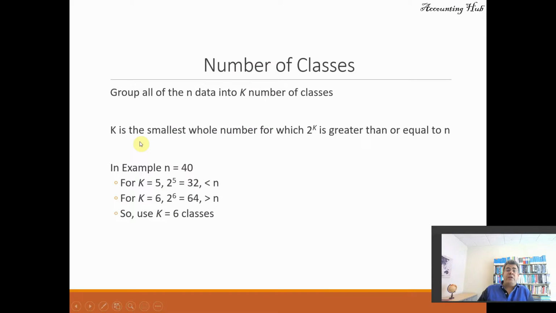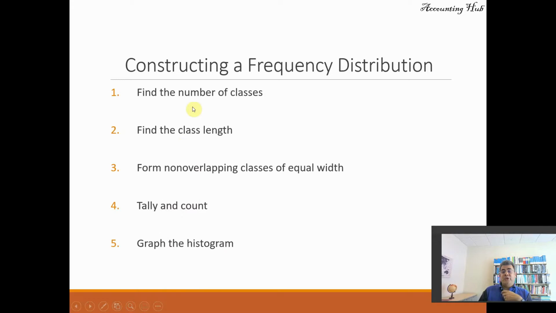And we group all of the data into k number of classes. K is the smallest whole number for which 2 to the k is greater than or equal to n. In our example, n is 40. For k equal to 5, 2 to the 5th is 32, lower than our n of 40. For k equal to 6, 2 to the 6th is 64, greater than n. So we use k equals 6 classes. So okay, number 1 is done.